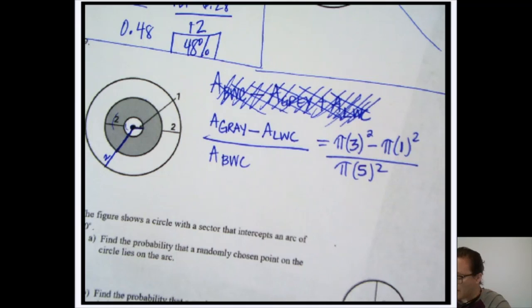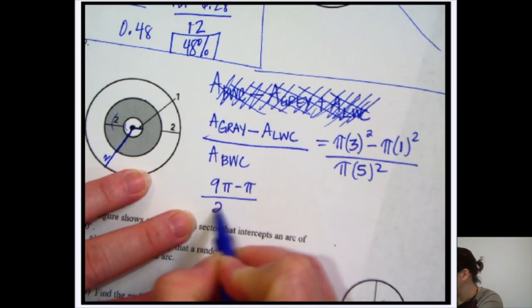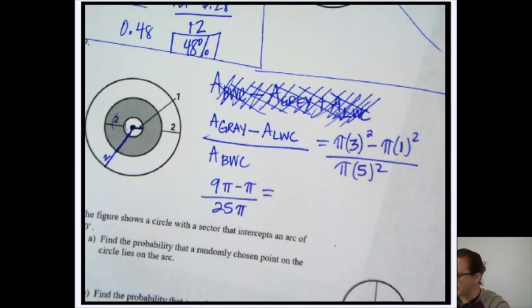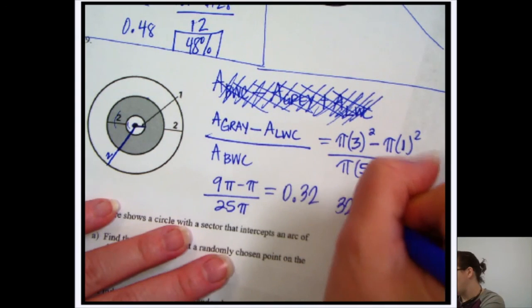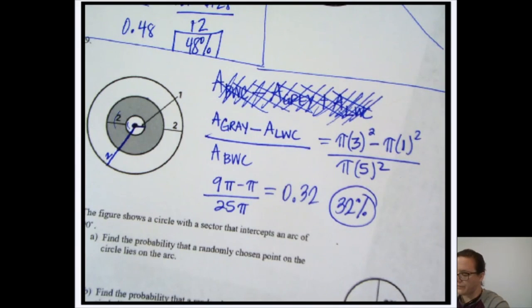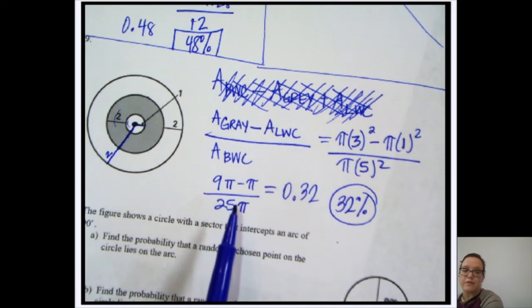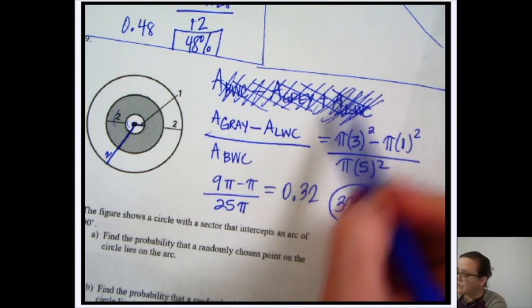So we get 9 pi minus pi over 25 pi. And again, you can put that all in decimal form. So 9 times 3.14 minus 3.14, divided by 25 times 3.14. We get about 0.32 or 32%. You could also see here that 8 pi over 25 pi, the pi's cancel out, so you get 8/25, which is 32%. Okay, so that's how we do that.